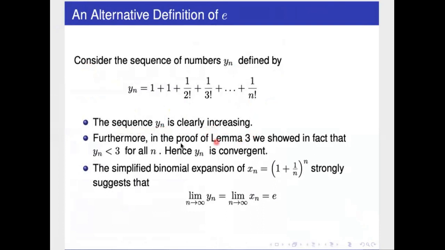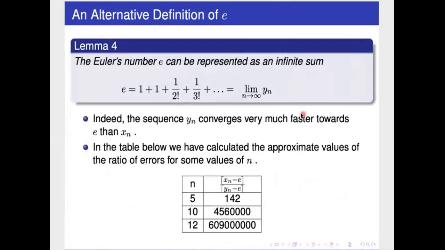Furthermore, in proof of lemma 3 we showed in fact that y sub n is less than 3 for all n, hence y sub n is convergent. The simplified binomial expansion of x sub n equals 1 plus 1 over n raised to the power of n strongly suggests that the limit as n approaches infinity of y sub n equals the limit as n approaches infinity of x sub n equals e. Indeed, the sequence y sub n converges very much faster towards e than x sub n.